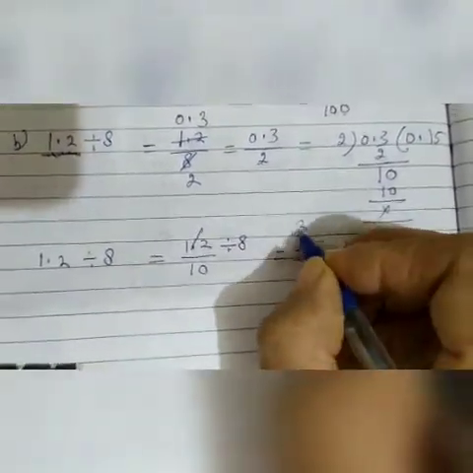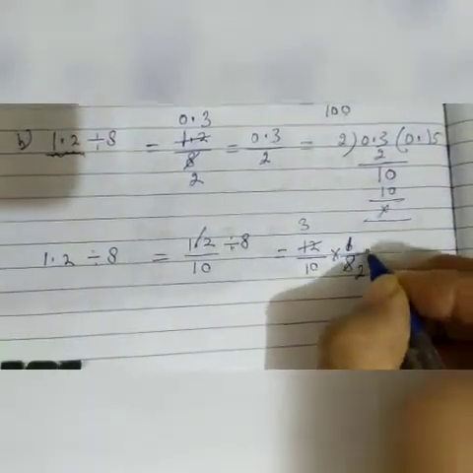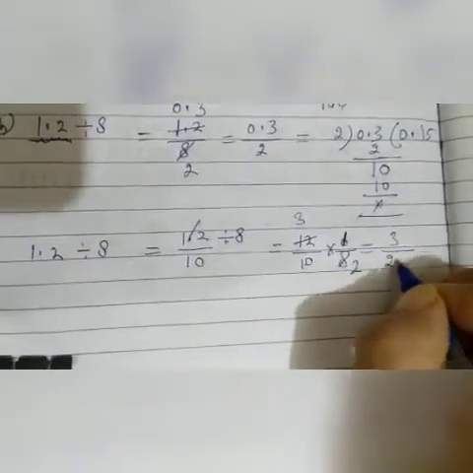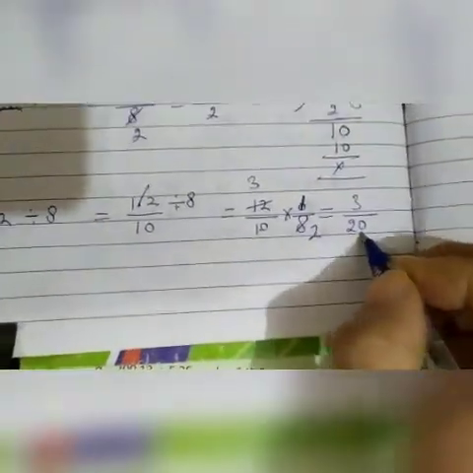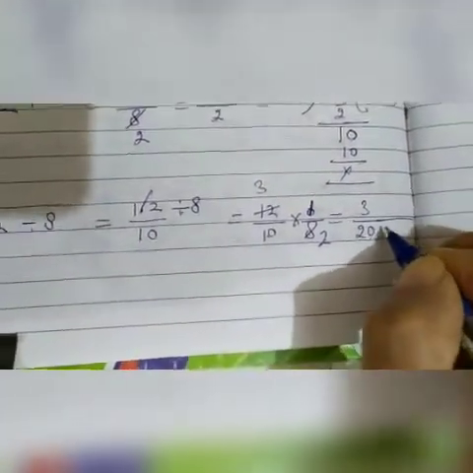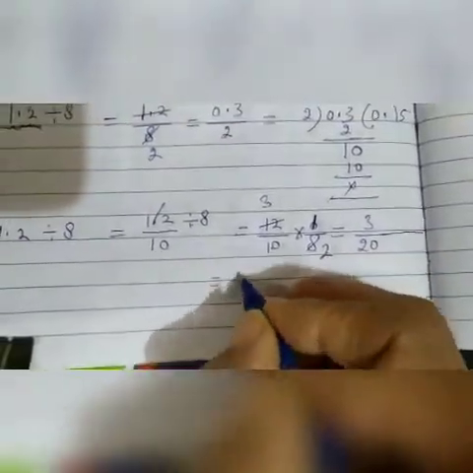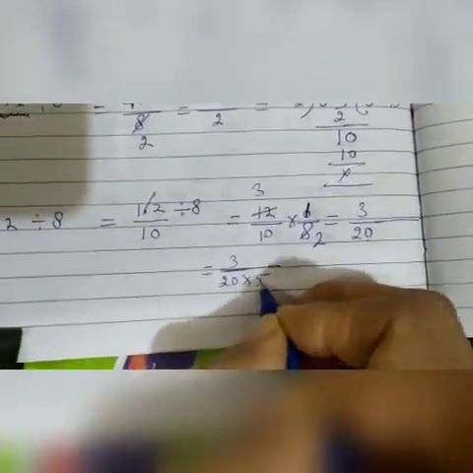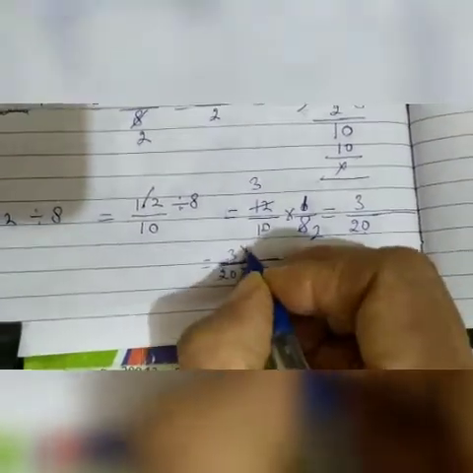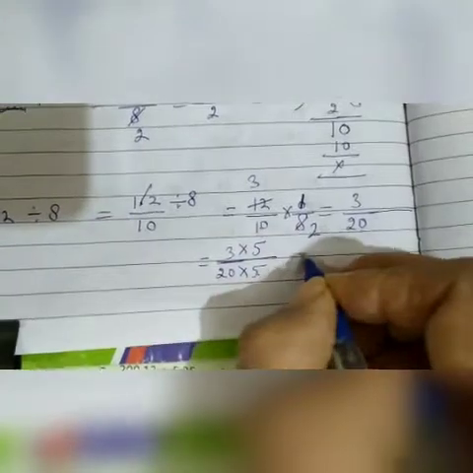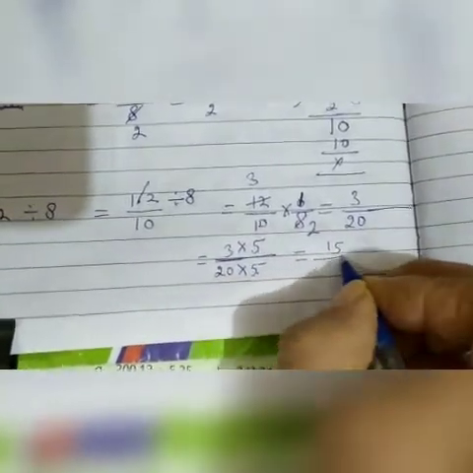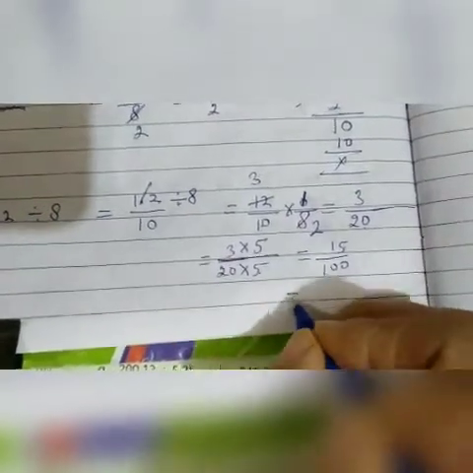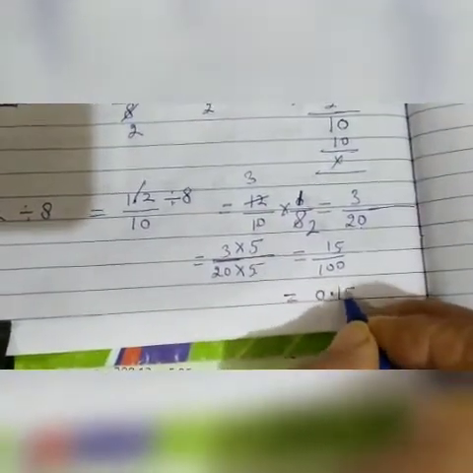Now 4 3s are 12, 4 2s are 8. It is 3 upon 10 times 2, which is 20. Now if we multiply this 20 by 5, then it will be 100. So we will multiply this 3 also by 5. It will be 15 upon 100. So when 15 is divided by 100, we will get 0.15.